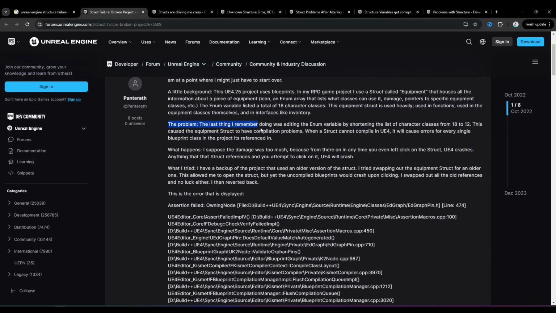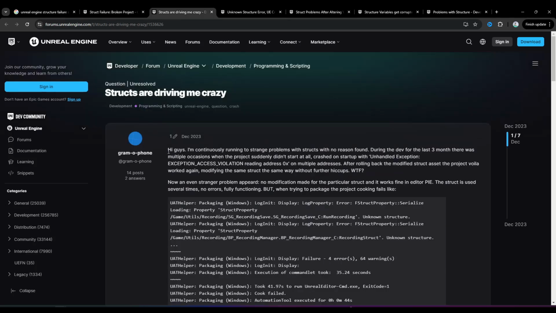Oh, look what he did. Edited the enum variable by shortening the list of character classes. This caused the equipment struct to have compilation errors. Structs are driving me crazy.